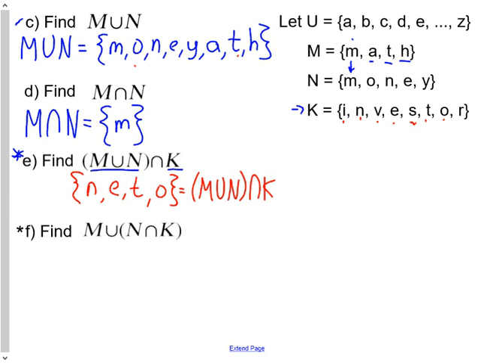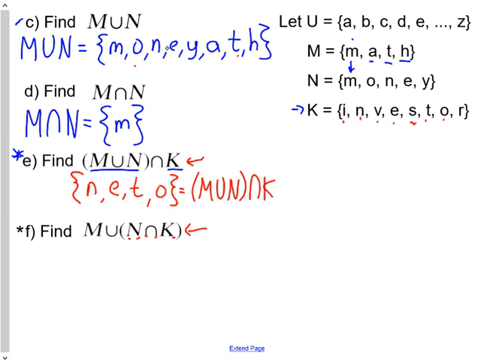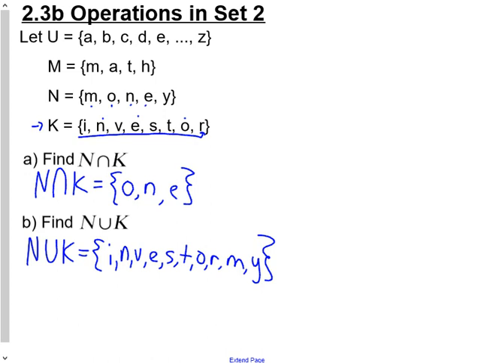Next, find M union N, intersect K. So this wants the intersect first. Notice, these look very similar. The only difference is where the parentheses are, basically which one happens first. They're trying to show you that sometimes these situations will be equal, like the same result, sometimes not. So that's what we're checking for here. Now, N intersect K was on the last slide, so just backing up for a second, what was it? N intersect K was O-N-E.